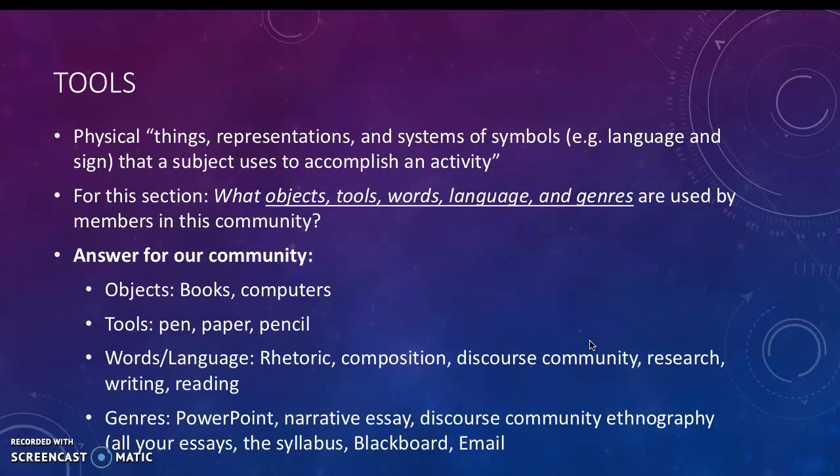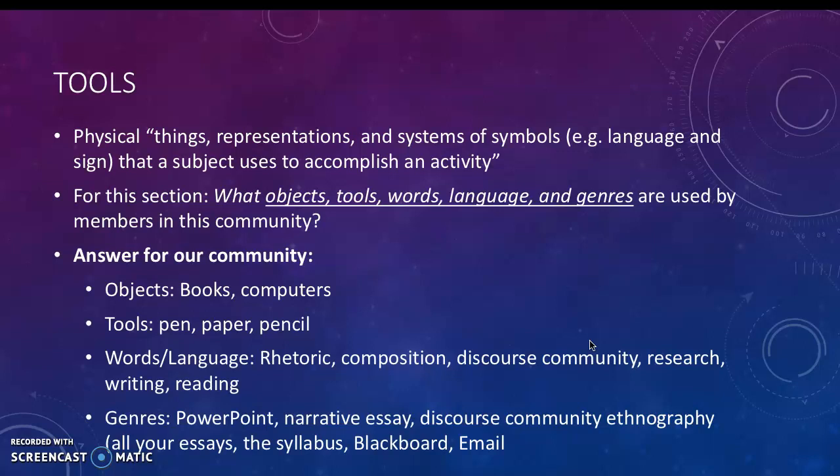Genres. What type of documents or text are used in this course that are recognizable by their conventions? Well, this PowerPoint is a genre. Your essays, all your essays. I just put the ones we've completed or are working on so far, but the narrative essay, the rhetorical analysis essay, they all look different. The discourse community ethnography coming up, your research paper, all your essays are genres. They're very different from each other.